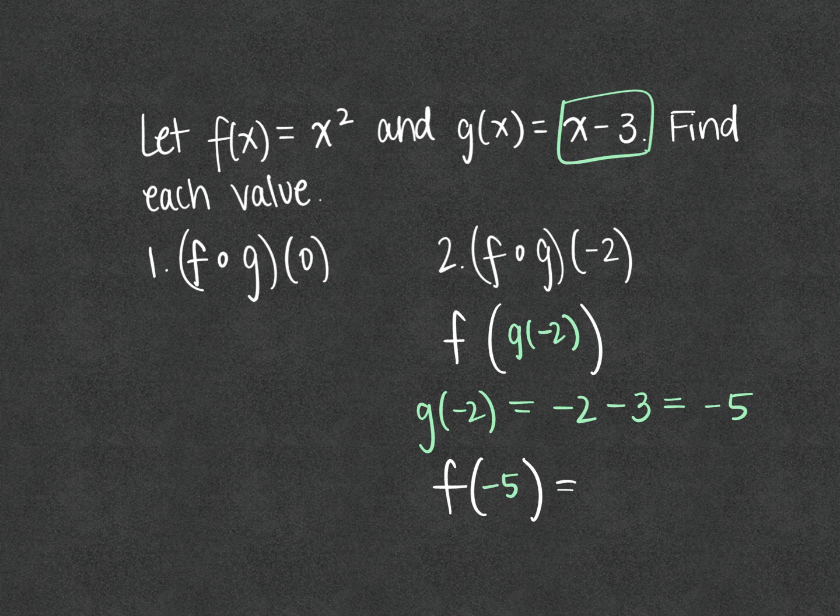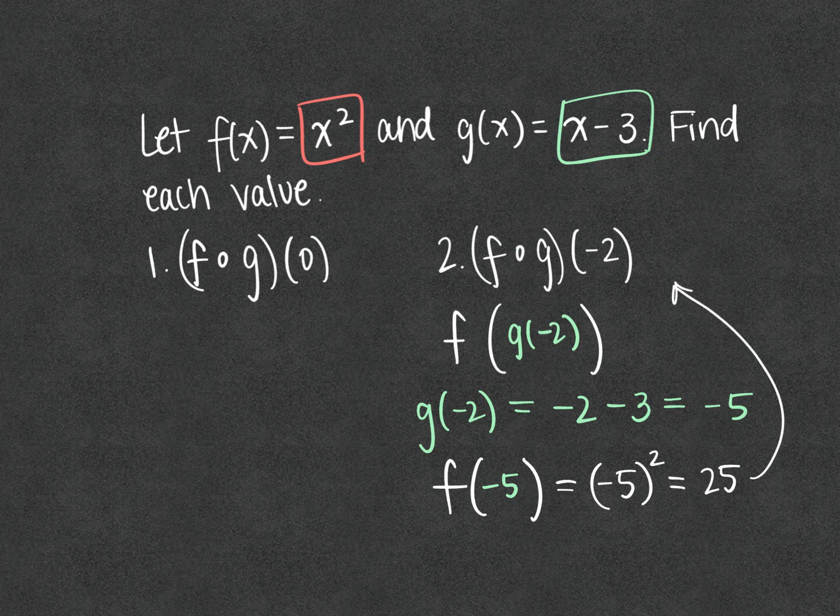which is equal to, and I'm going to use this function, x squared, but it's not x anymore, it's negative 5. So I'm going to say negative 5 squared. And the reason why I put parentheses around that is because it's not just 5 squared, it's negative 5 squared. So it's negative 5 times negative 5. And that is positive 25. So this goes up here. My value for f of g of negative 2 is 25.